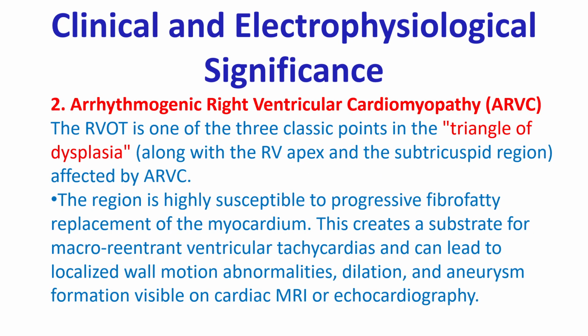Arrhythmogenic right ventricular cardiomyopathy. The RVOT is one of the three classic points in the triangle of dysplasia, along with the RV apex and the subtricuspid region affected by ARVC. The region is highly susceptible to progressive fibro-fatty replacement of the myocardium. This creates a substrate for macro-reentrant ventricular tachycardias and can lead to localized wall motion abnormalities, dilation and aneurysm formation visible on cardiac MRI or echocardiography.